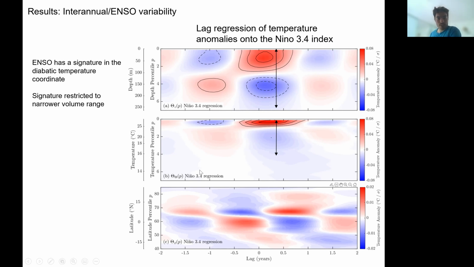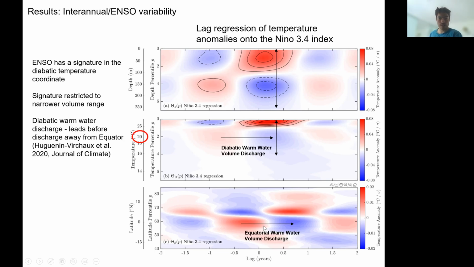Now, a nice thing about these figures is we can also link this to warm water volume variability. And so we know that during an El Nino event, we get a discharge of heat content away from the equator. And so we can see that really clearly in the latitude percentile here, where we have warm anomalies, which transition to cold anomalies as that warm water is discharged away from the equator. But an important point to make here is there's also a discharge of warm water volume in temperature percentiles. There are no latitude bounds here, but it's indicating that we're actually losing water volume from everything warmer than 20 degrees Celsius and discharging that.